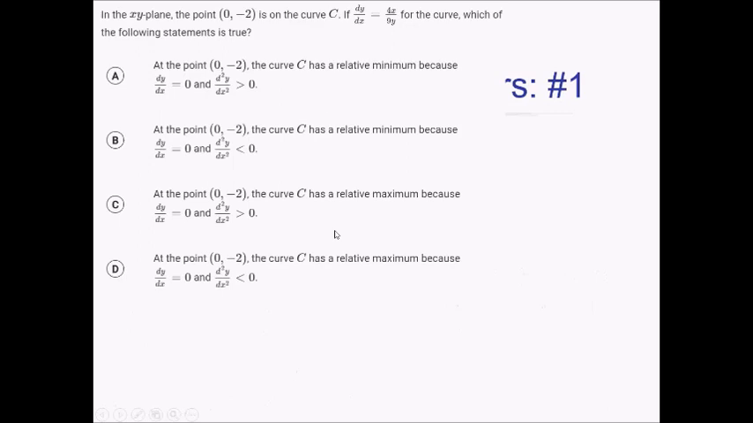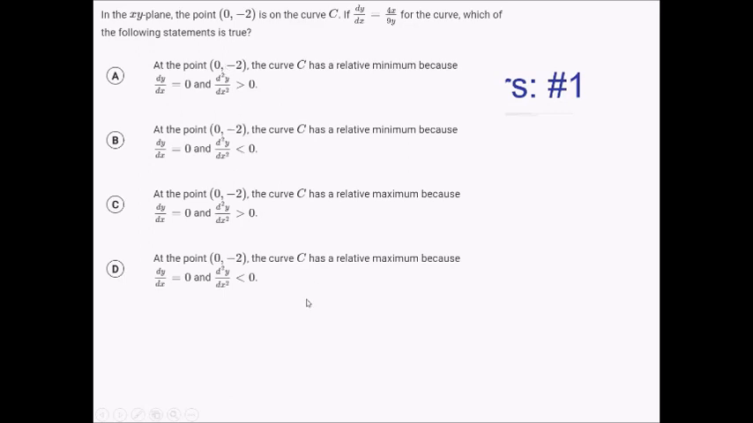For this problem, we're given the point (0, -2) on the curve C, and also the first derivative, 4x over 9y. We want to know which of these statements is true. These are all talking about whether the curve has a relative min or max at (0, -2). And if you look at all these answer choices, these are all using the second derivative test, where the first derivative is 0 and the second derivative is either negative or positive, and that helps us decide.